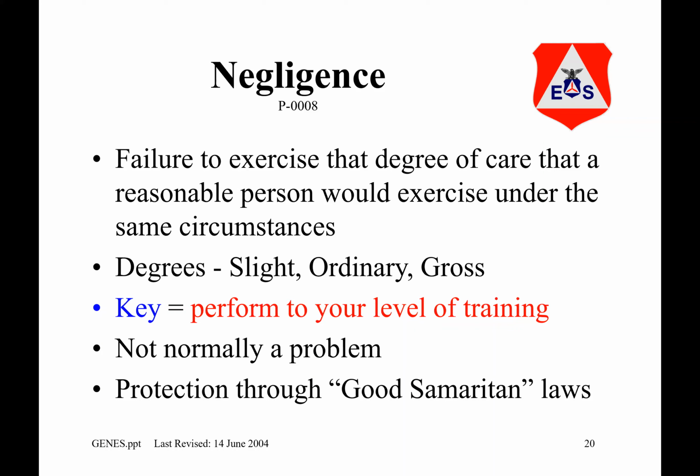Now, same scenario. I, as a licensed nurse with CPR training, stand there and say, I'm off duty, I don't do anything, and they die. Would I be negligent and held liable? Yes. Absolutely.